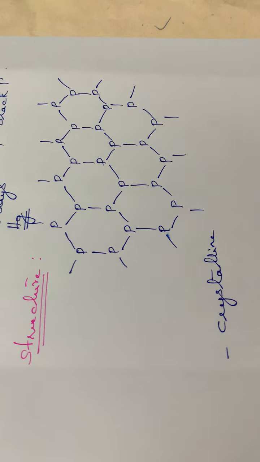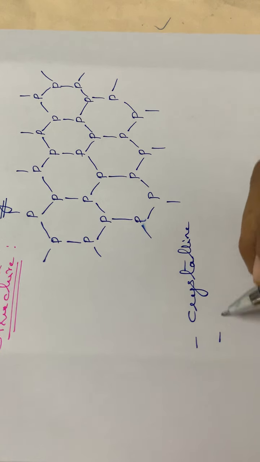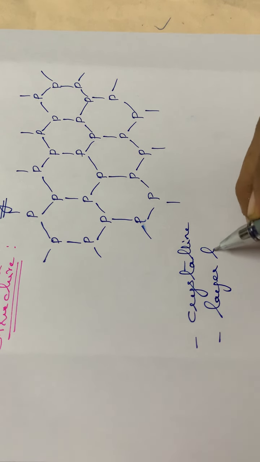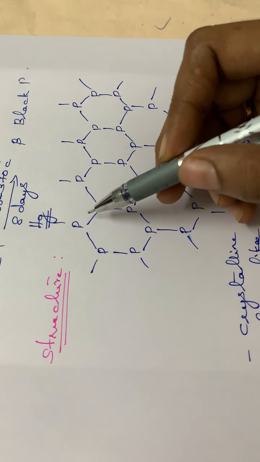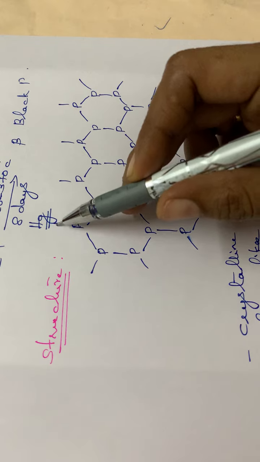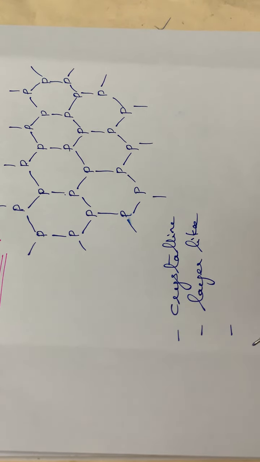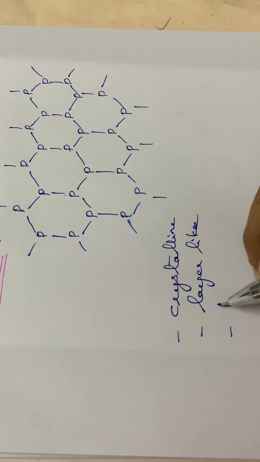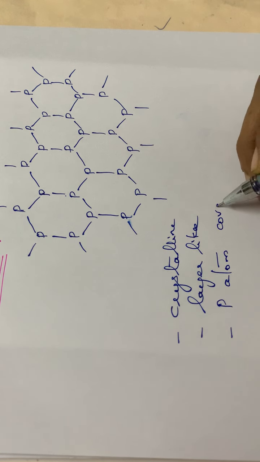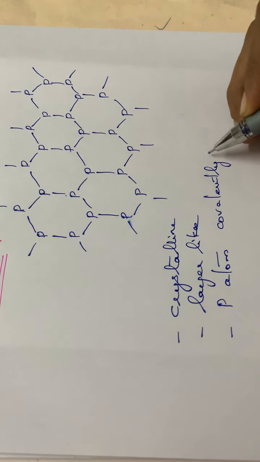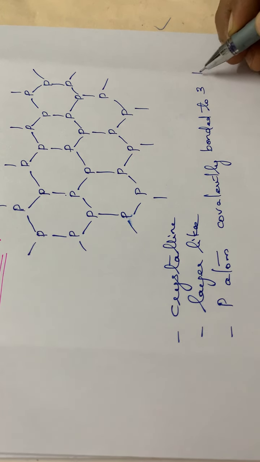Then see, it has got a layer like structure, isn't it? It is present as layers. Layer like structure, and also see, one phosphorus will be bonded to 3 other phosphorus atoms. 1, 2, 3, isn't it? While considering this phosphorus, 1, 2, 3. So one phosphorus atom is covalently bonded to 3 other phosphorus atoms.